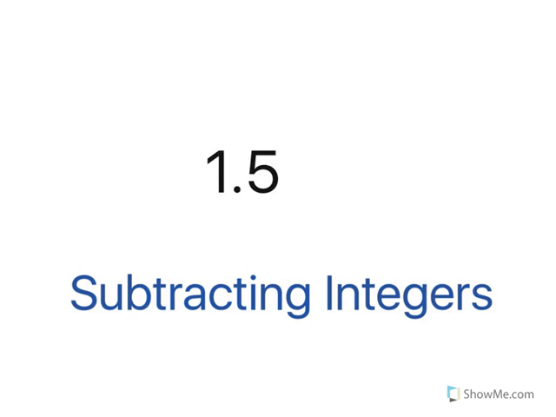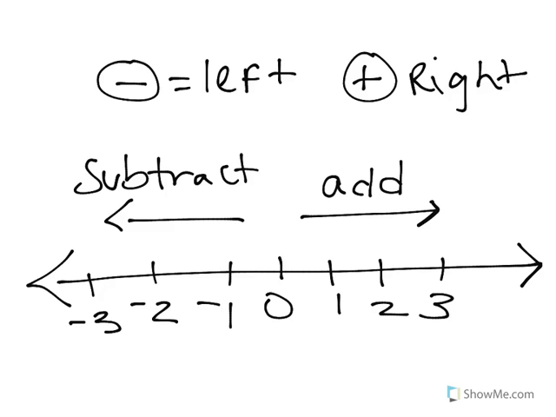This lesson is on section 1.5, titled Subtracting Integers. Again, this is another review from what we've already learned. Whenever you see a negative sign, you have to think, let's go to the left. When you see a positive sign, we have to think, go to the right. And just like we reviewed last lesson, think of the number line.